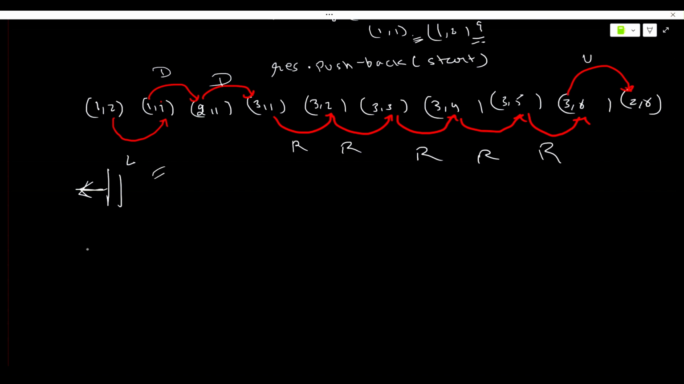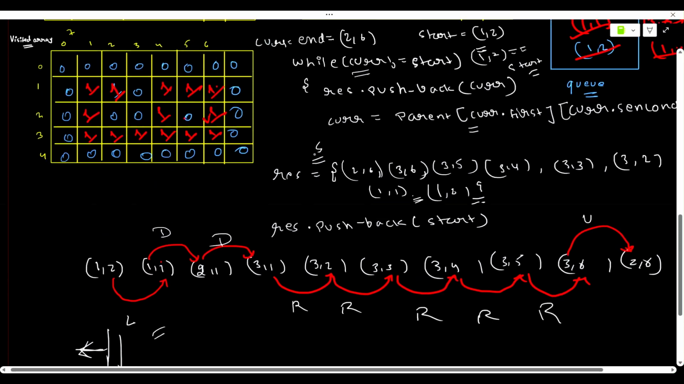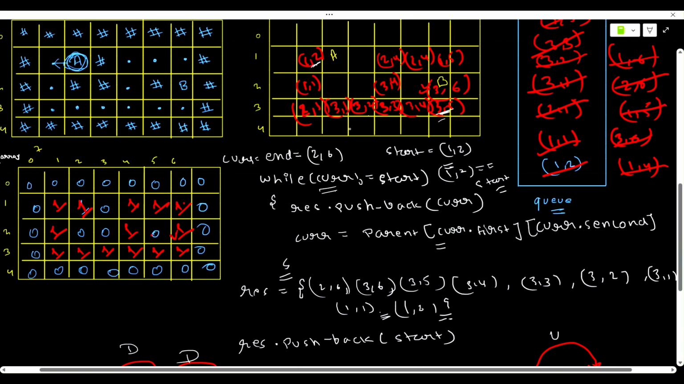So this is how you can print your path by using the parent array. So I hope you got this. So let's code it.